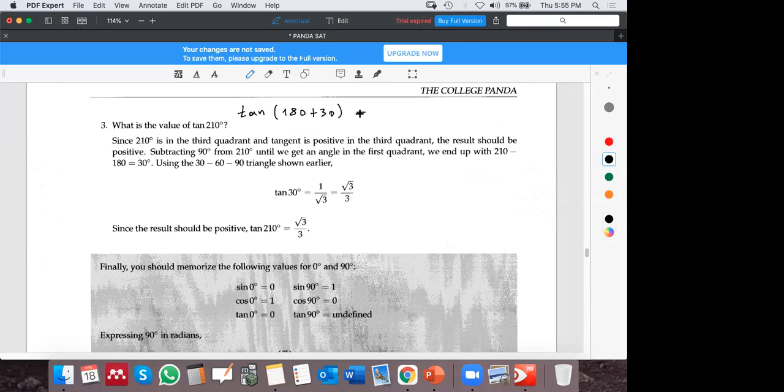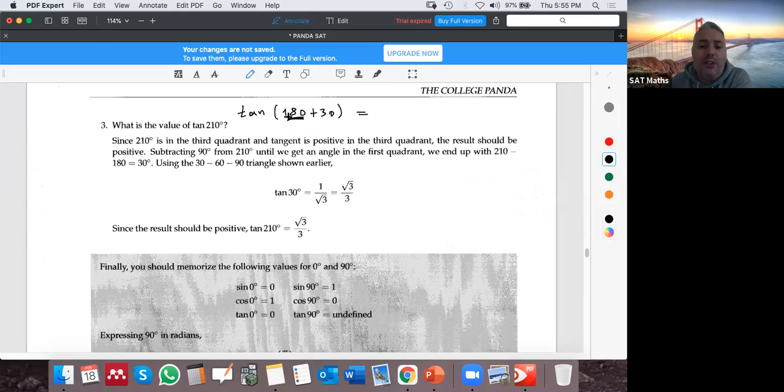Yes. So if I use the 180, I should use the same function. So this is equal to tangent 30. Only the thing is, where is it? Positive or negative? 210 is somewhere here. Tangent means sine over cosine. Cosine is negative, sine is negative. Negative over negative, it's positive. So the result is positive tangent 30. And then what is tangent 30?